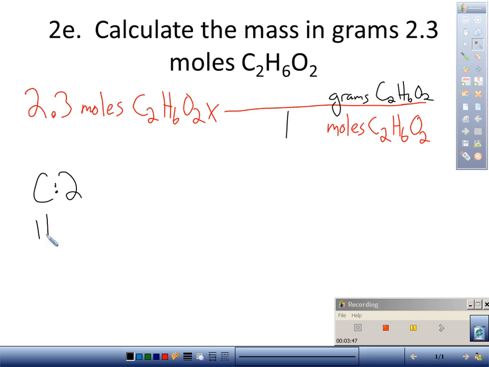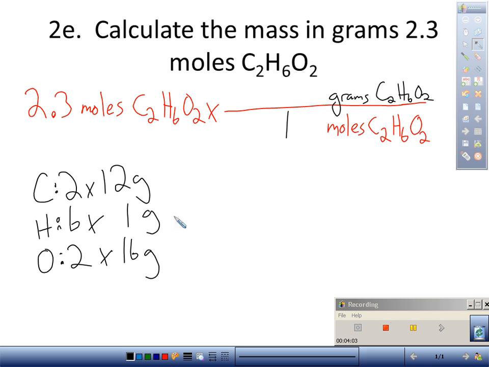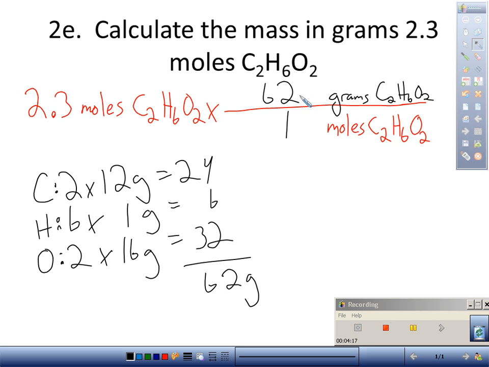I have 2 carbons. I have 6 hydrogens. And I have 2 oxygens. That's from there. Now the mass of carbon, I look it up on the periodic table. It is 12. Hydrogen is 1. Oxygen is 16. I multiply across. And I add vertically. So my molar mass for this stuff is 62 grams for 1 mole. Cross off my like units, multiply that, and that's my answer.